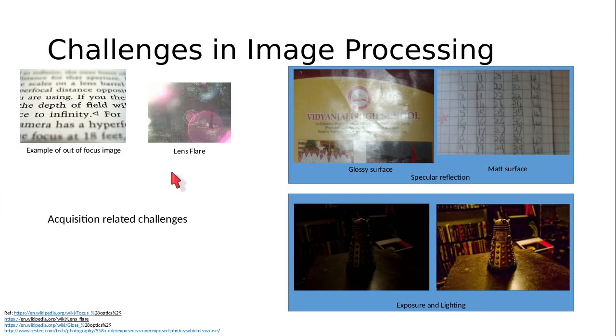Some of these challenges are acquisition related challenges. These are problems that occur because of an issue with the devices that are used to acquire images. So for instance, you have out of focus images, or lens flare. We had studied a couple of slides earlier that you have lens assemblies in a camera, or you have CCD arrays in a scanner. Now in a camera, you may not be able to focus all regions of the scene uniformly.